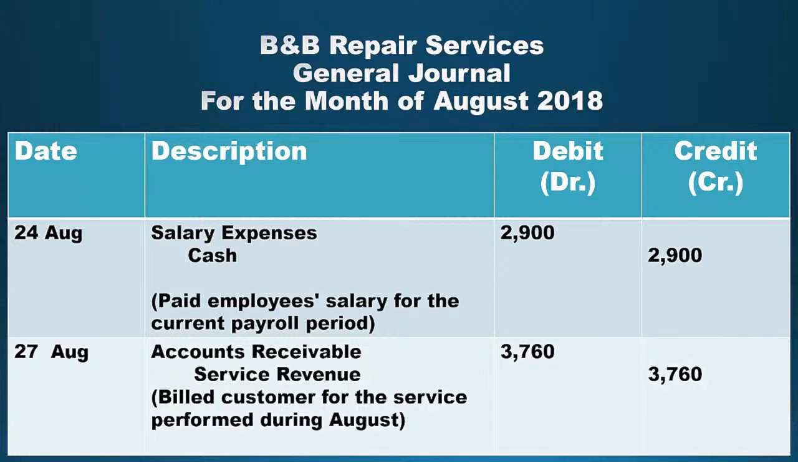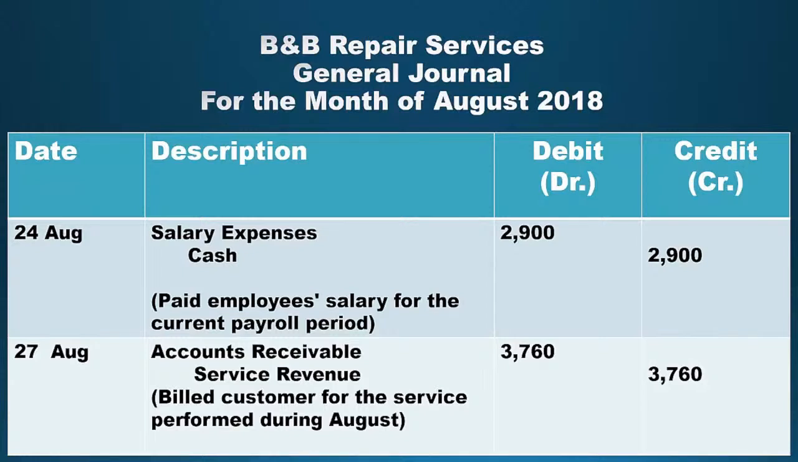Step 3. How do we record it? To record this, we debit salaries expense for $2,900 to reflect the payroll cost. Credit cash for $2,900 to show the payment. The narrative for this entry is paid salaries to employees for the current payroll period.